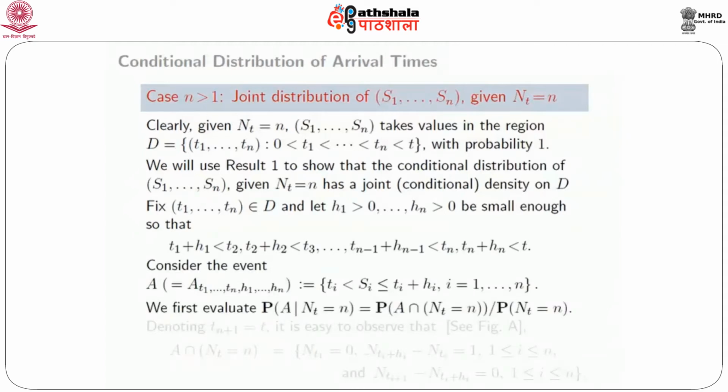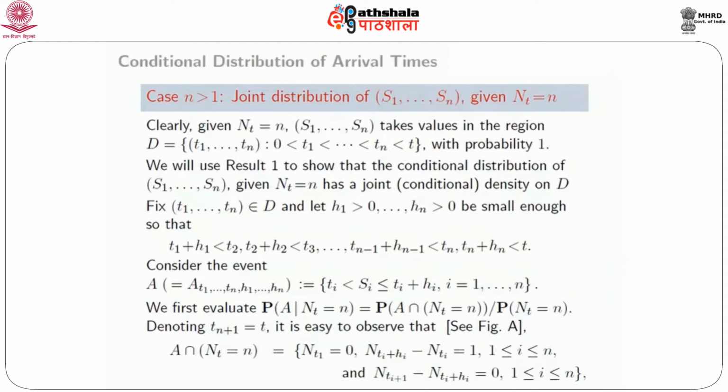Tn is greater than Tn minus 1 and Tn is less than T. Now having fixed such points T1, T2, ..., Tn in D, let H1, H2, etc., Hn be small enough so that this is true. Of course, given T1, T2, ..., Tn which are strictly increasing, you can always find H1, H2, ..., Hn satisfying this property.